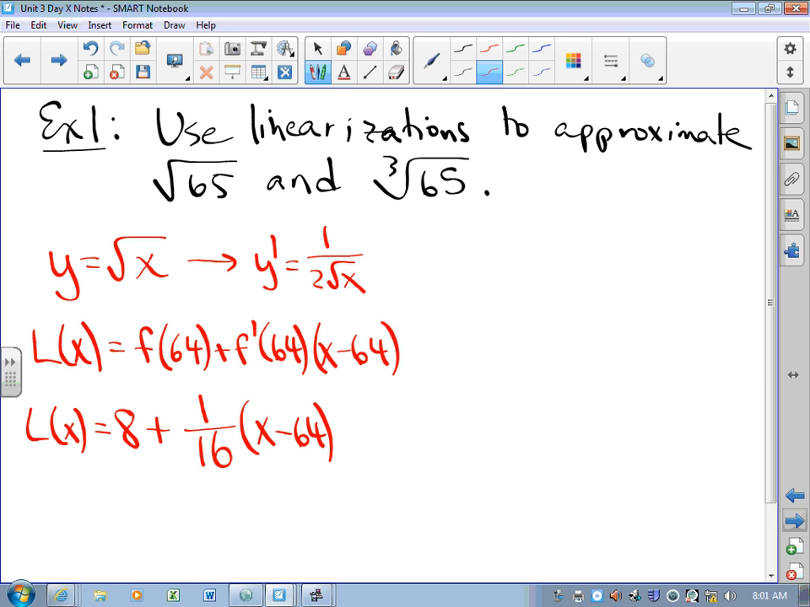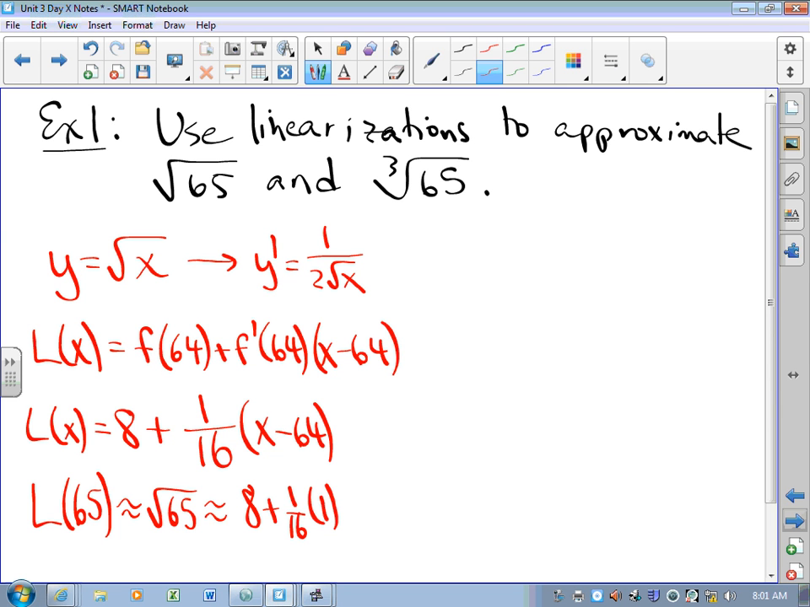And just so we're clear, this L of x is just the equation of the tangent line. That's all it is. So if I want L of 65, which is approximately the square root of 65, because the tangent line isn't that much different than the curve in a small interval, you're looking at 8 plus 1/16 times 1.